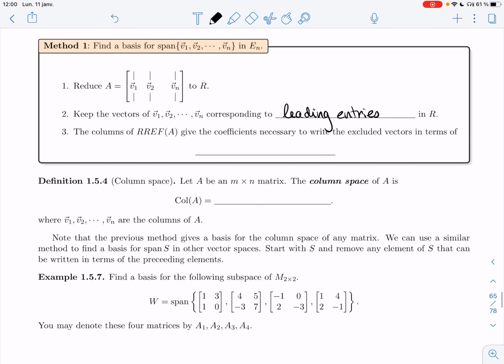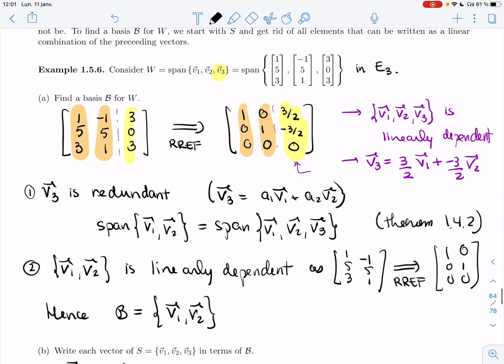Now, if you go to RREF, for this you could go to REF. You still know where the leading entries are. If you go to RREF, the columns give the coefficients necessary to write excluded vectors in terms of the basis vectors. This column not only tells you that the third vector is redundant, it gives you a recipe for it. It tells you that V3 is 3 half times V1 plus minus 3 half times V2.